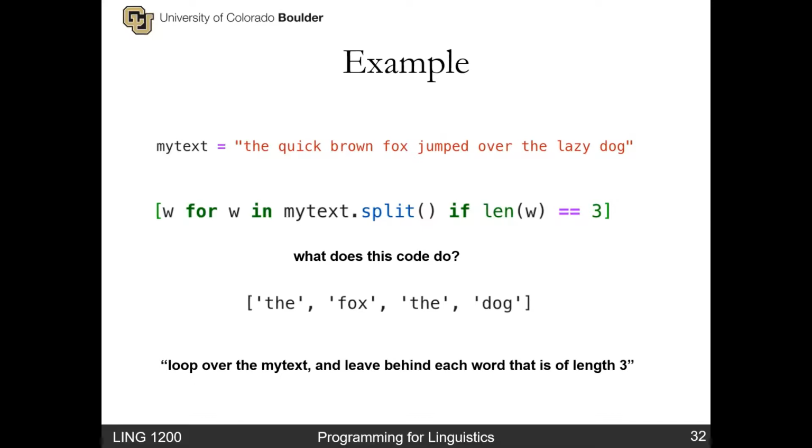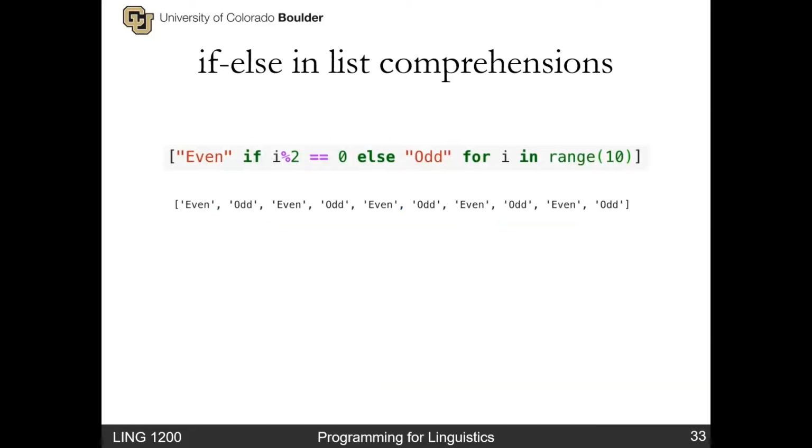But I don't want all the elements. So loop over my text and leave behind in this list only the elements that have the length of 3. So only the words that are 3 letters long. So in my list, loop over each element in my list of words and only leave behind those that have 3 letters. So it's just maybe a different way of thinking about it, but it's much more compact. It's actually more fun to write, I think, once you get used to it, and more readable, really. So there's less going on.